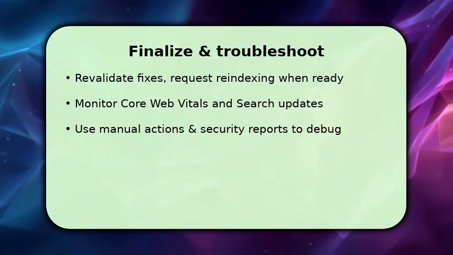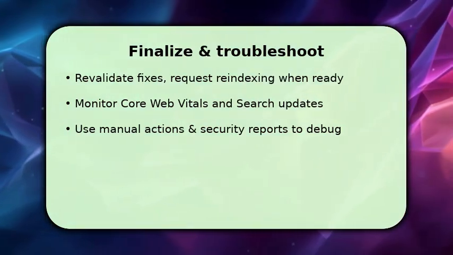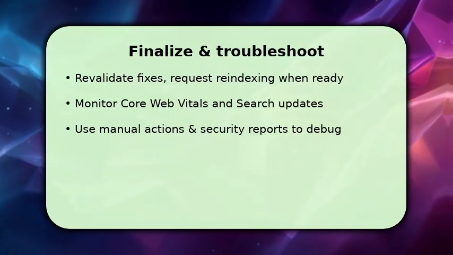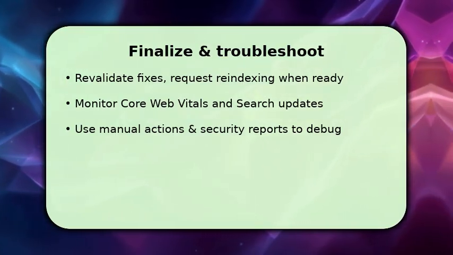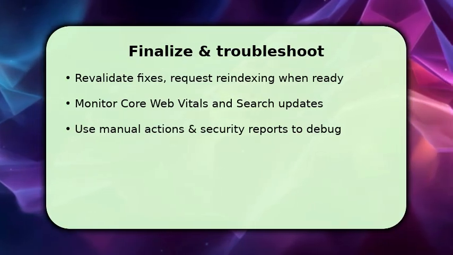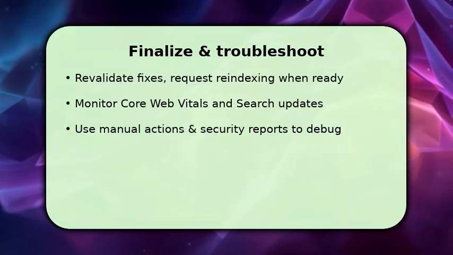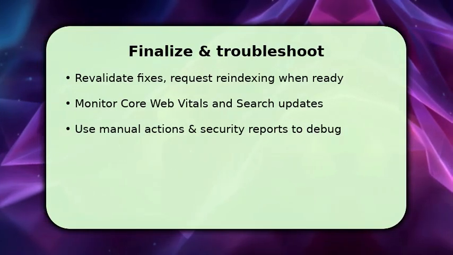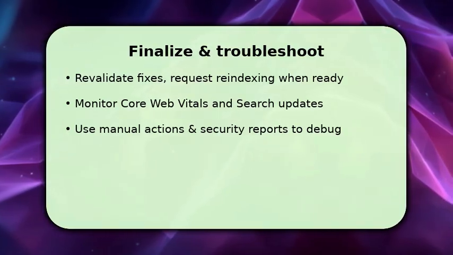Finish by revalidating every fix and requesting reindexing for updated pages so improvements reach search quickly. Make sure to set up alerts for drops in core web vitals or sudden traffic changes and correlate with Google updates. If things go wrong, check security and manual actions immediately, then run URL inspection to isolate affected resources.